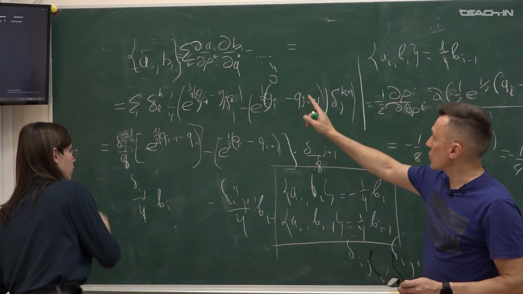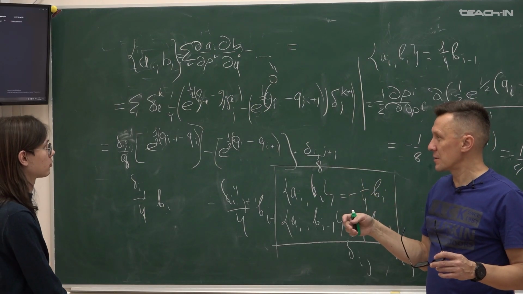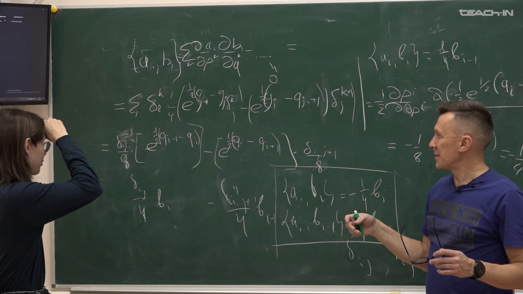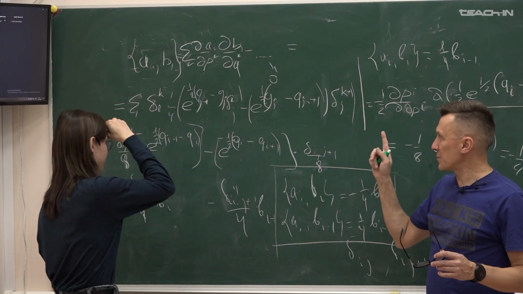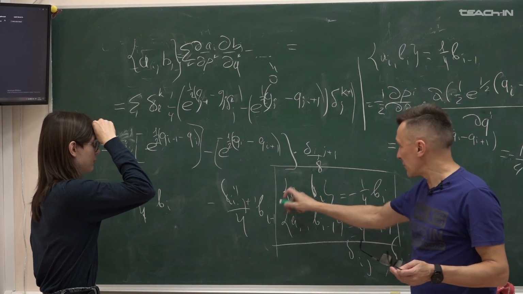Just a moment. So now it's a home task from today's lecture: to describe the Poisson structure in terms of Flaschka coordinates, and we get it.